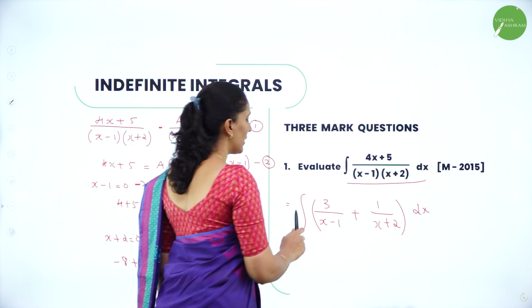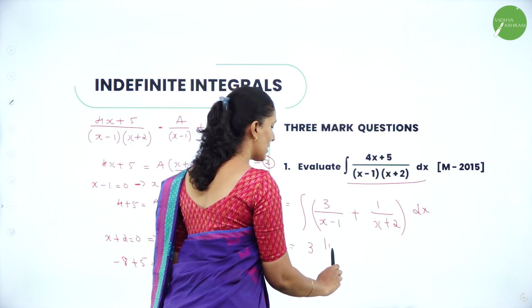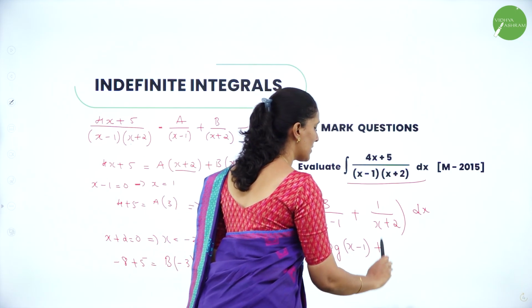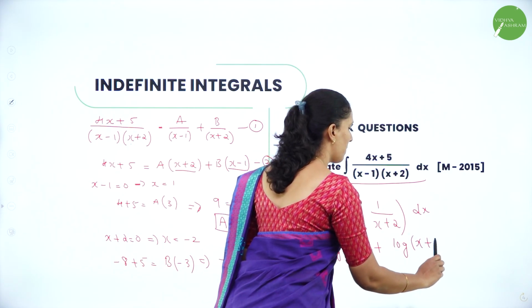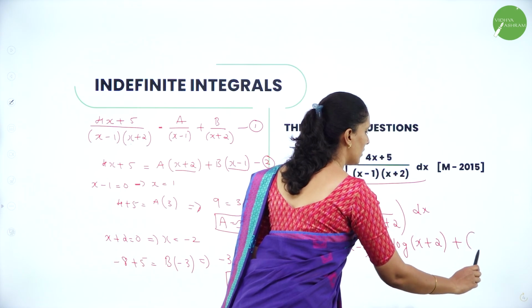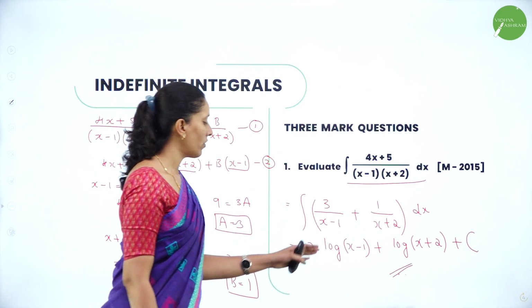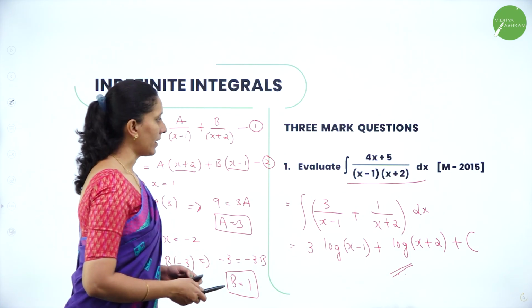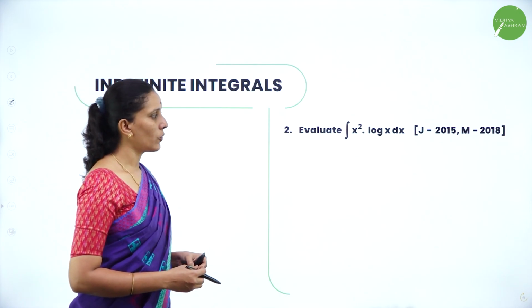So applying that standard integral, let's keep 3 outside. We can take this as log of x minus 1, plus this one I can take as log of x plus 2, plus integration constant. So this is the answer, or we can write (x minus 1) whole cube also. Next, second question: evaluate integral of x square into log x dx.